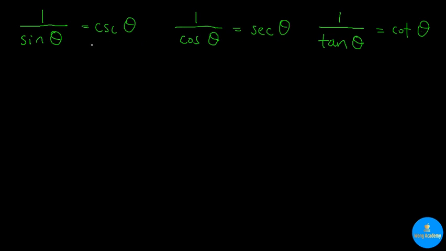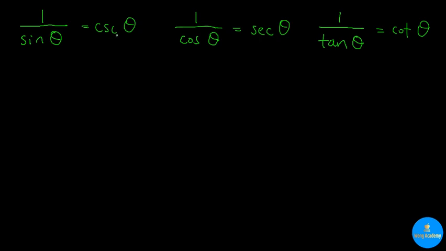Notice that in each of these three identities, we have exactly one co between the two. So this one does not have a co, and this one has to have a co. This one has a co, and this one does not have a co. This one does not have a co, and this one has a co. Hence, 1 over sine theta cannot be secant theta. We have to put a cosecant theta there.